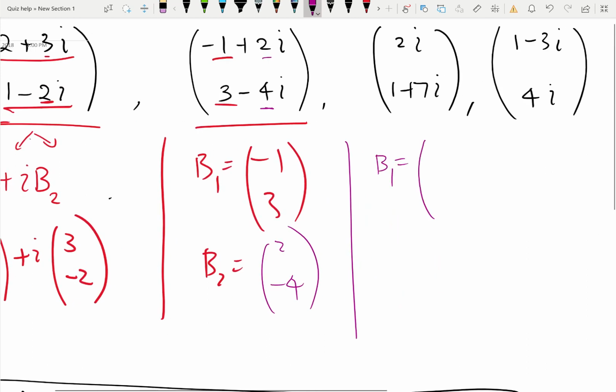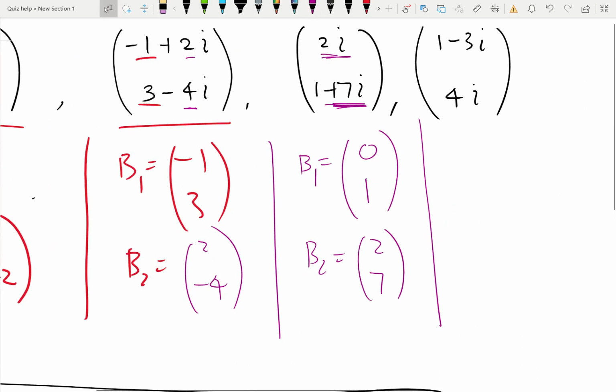Now here's a special example. You have 2i. What is the real part? 0, right? There's no real part. What is the real part here? 1. So b1 is 0, 1. b2 is now the imaginary part. Here it's just 2. Here it's just 7, right?